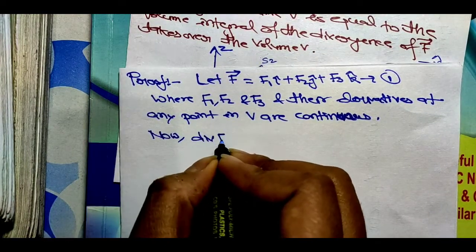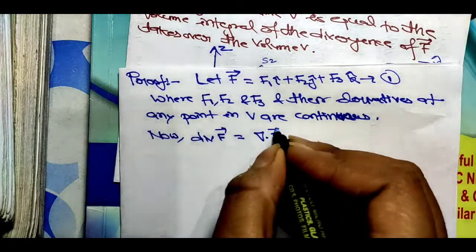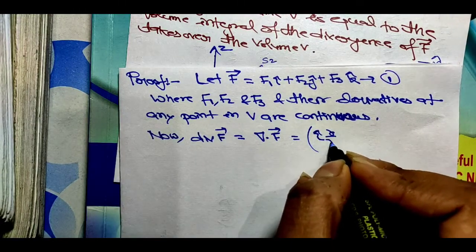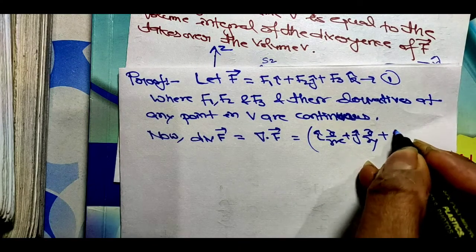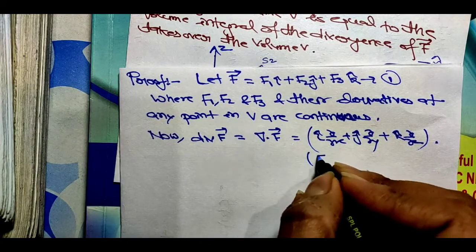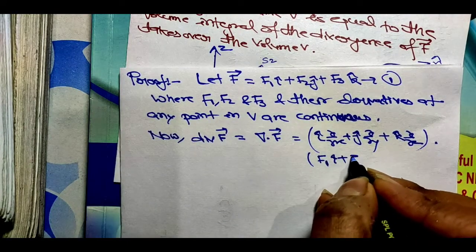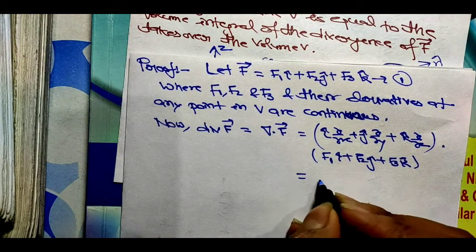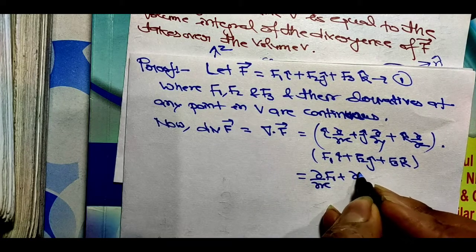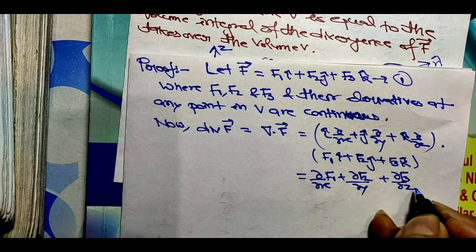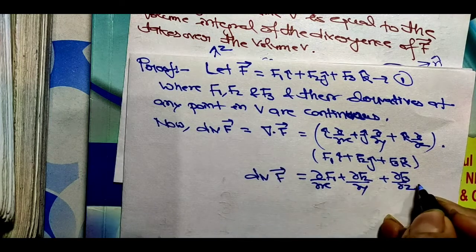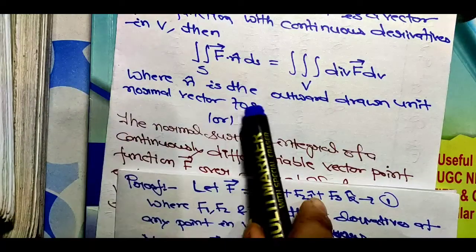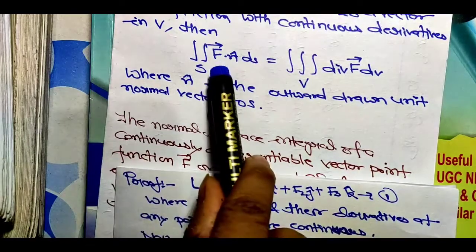Now we can write divergence F vector is equal to del dot F vector. This is the notation of divergence. Here del is i cap del upon del x, j cap del upon del y, k cap del upon del z, multiplied with F vector, which is F1 i cap, F2 j cap, F3 k cap. Taking the dot product of each term, we get del F1 upon del x, del F2 upon del y, del F3 upon del z. This is divergence of F vector. Give it equation 2. So in the proof, we are going to write the value of divergence of F vector and F vector.